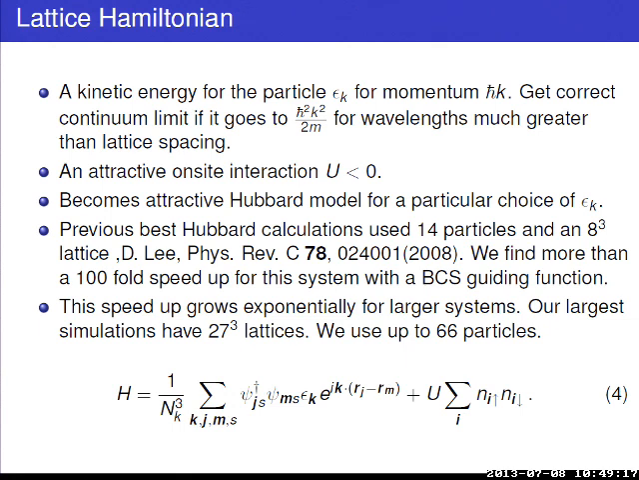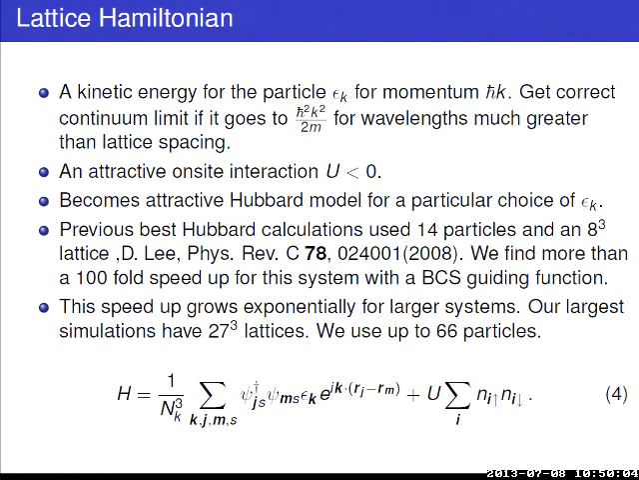By using the BCS guiding function, we get a 100-fold speed up compared to a Slater determinant. And this speed grows exponentially for larger systems. You mean from reduction invariance? Yes, absolutely. Of course, lots of other things grow in the worst way exponentially. So our largest simulations have 27 cubed lattice points, and we used up to 66 particles. 66 particles is what we found in the diffusion Monte Carlo to be a good number to have essentially no size dependence for these at the unitary limit.